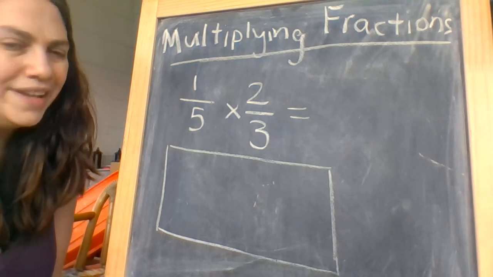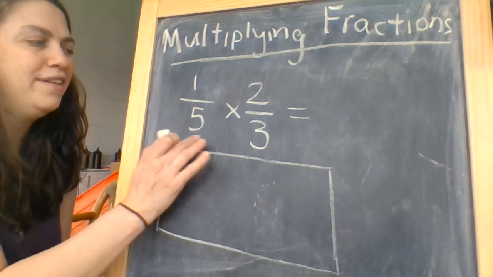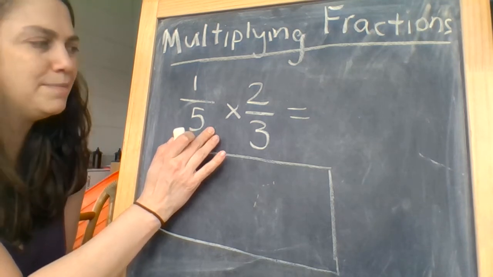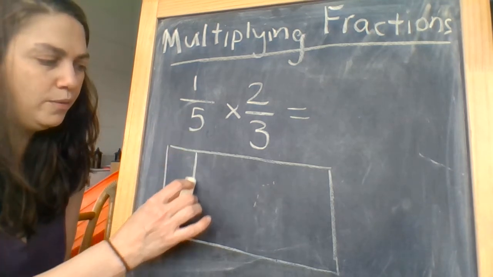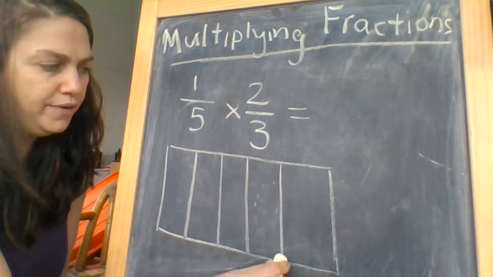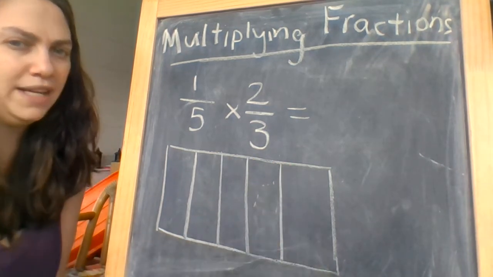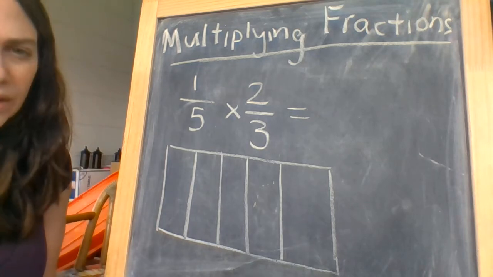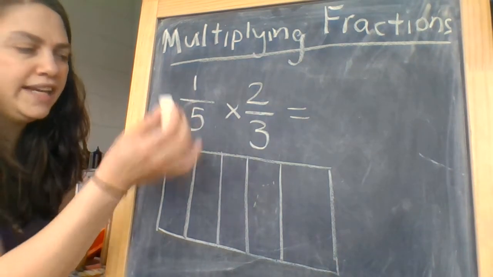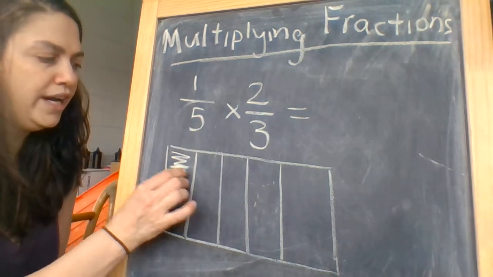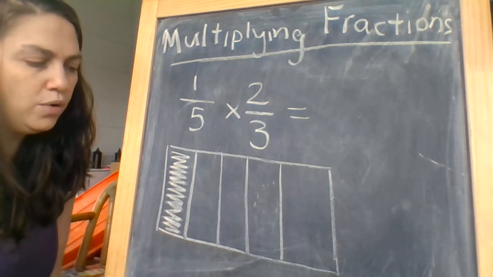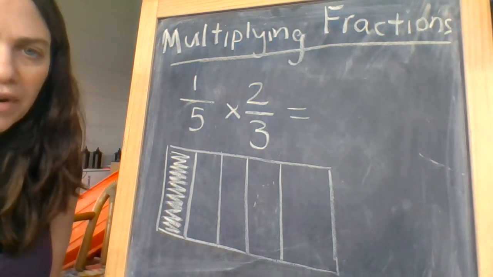Okay, so 1/5. This denominator tells me I need 5 parts. If I need 5 parts, I split it into 4 pieces. 1, 2, 3, 4, giving me my 5th piece. They should be pretty close to the same size. I need to shade in 1 because I have 1 in my numerator. So my whole is 5 pieces. I have 1 of them.